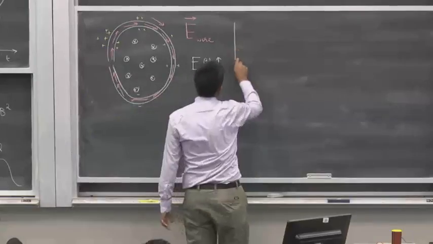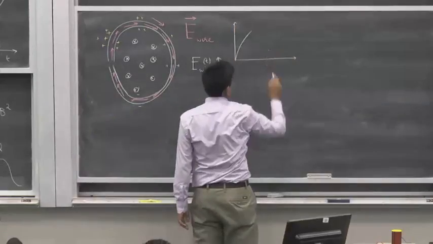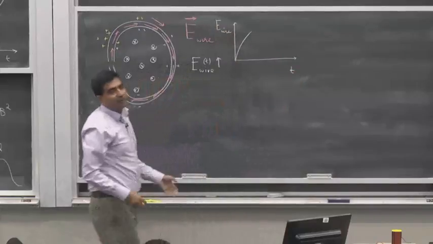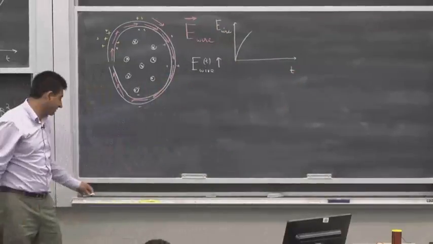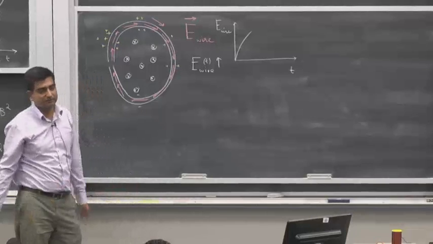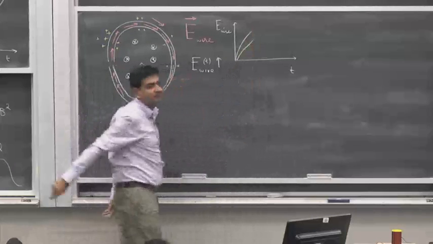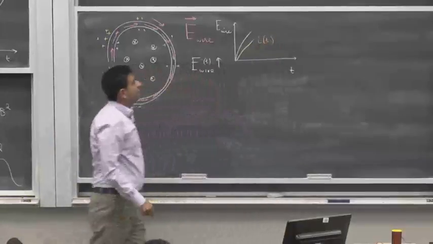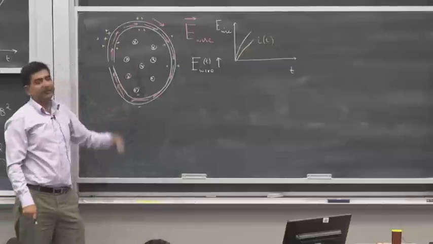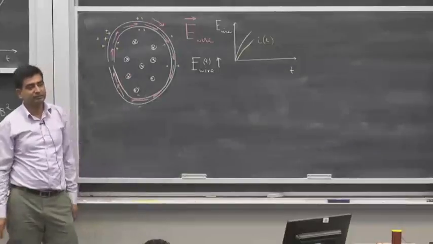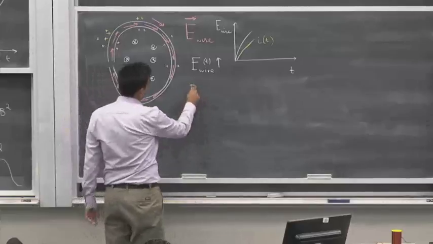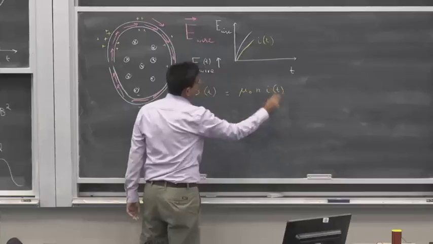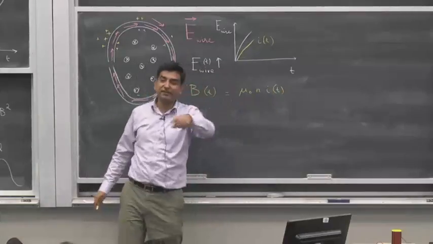Suppose this electric field goes up in this fashion. This is time, this is the magnitude of the field inside the wire. Now when this electric field goes up, what's going to happen to the current? The current is going to go up. This is the current through this wire. What is the magnitude of the magnetic field inside this solenoid? The magnitude of this magnetic field is time dependent, and it depends upon the current through this wire, which in turn depends upon the electric field inside the wire.